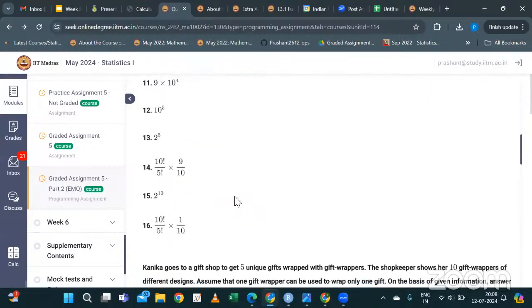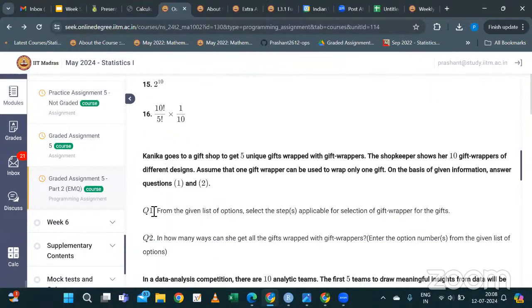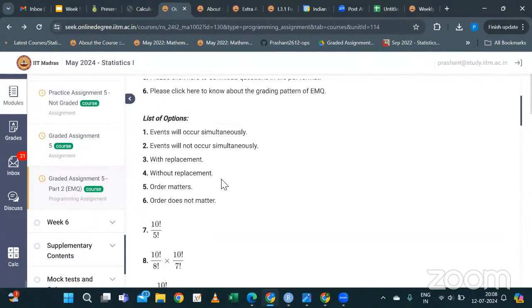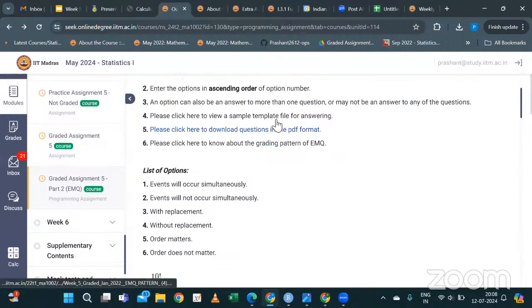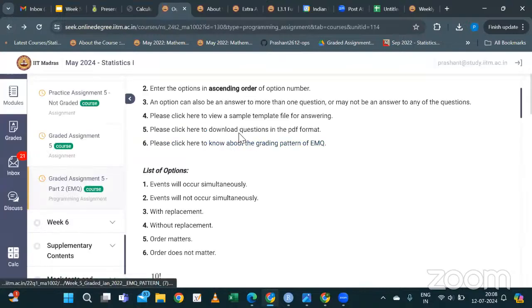Suppose this is the question, and for question number one, just suppose option numbers 1, 2, and 3. I'm not saying this is correct, I'm just saying suppose 1, 2, and 3 are correct. Then what you have to do is write it like this and submit. Here you can see in the question, and this is the grading pattern of EMQ. So you have to submit the EMQ.